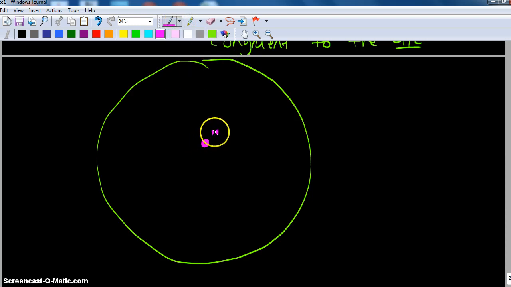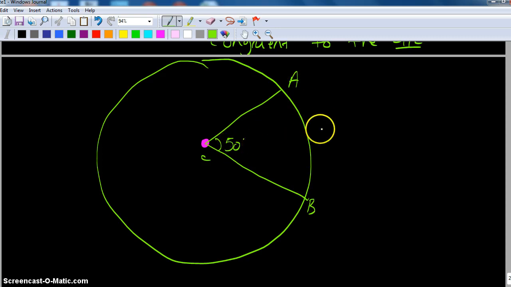So if we have a circle, and that's the center, call that center C, and I have an angle right there, we'll call that 50 degrees. It touches over here, we'll call it point A. It touches right here, we'll call that point B. This is an arc, AB. Since this is in the center, this is 50, this is 50.